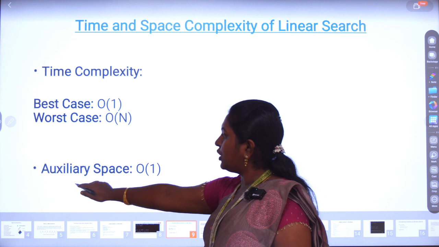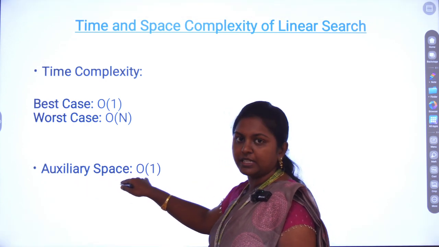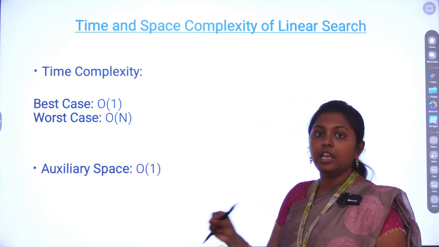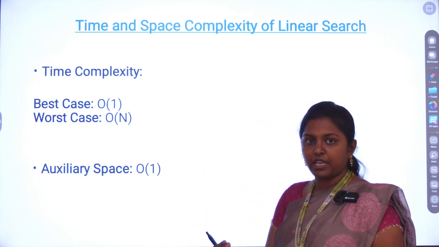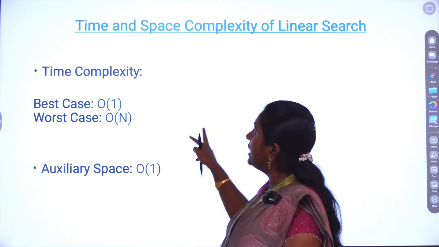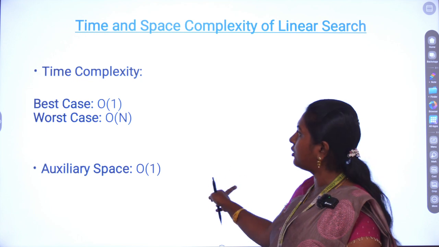Next, coming on to auxiliary space, that is space complexity. Since the array size is fixed, we don't need much space. So ultimately we give straight away constant, that is order of 1. This is how the complexity has been calculated.